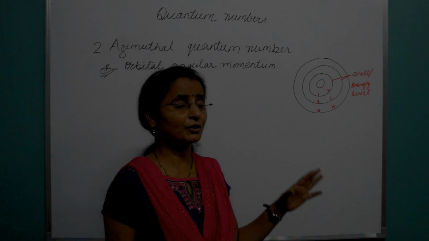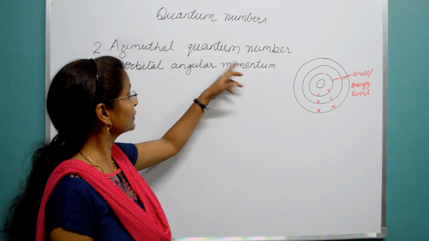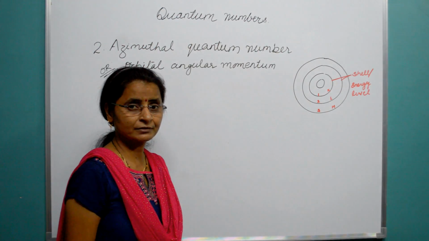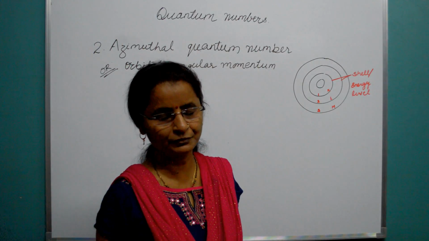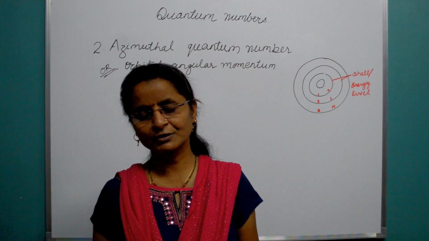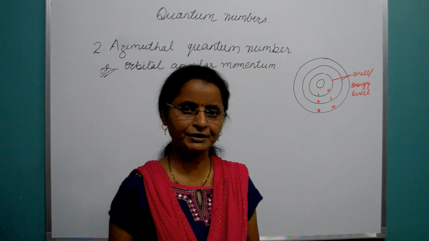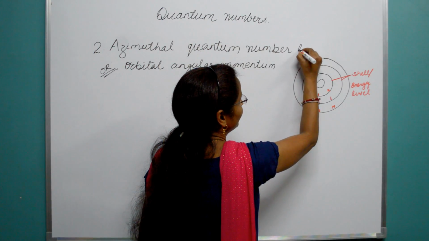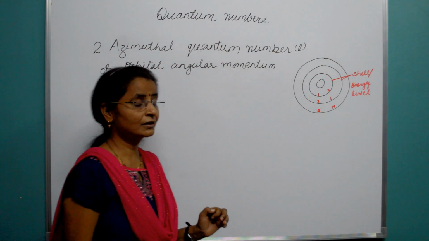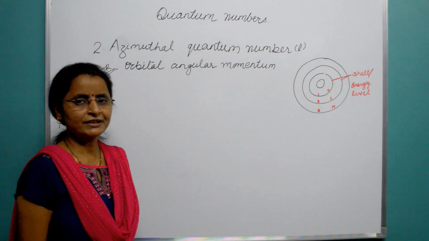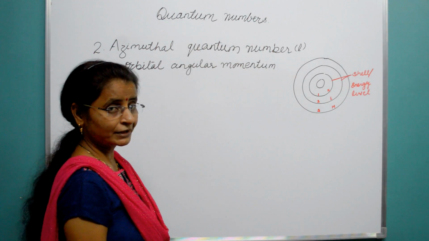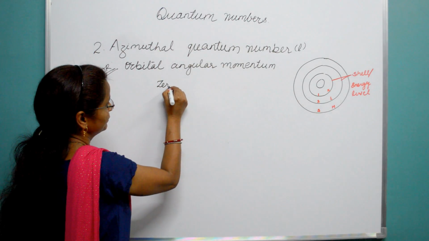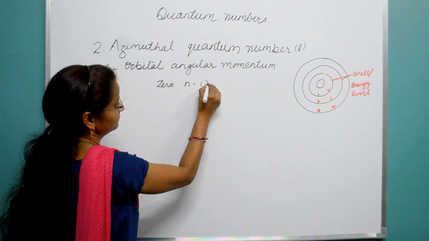Now the second quantum number, the azimuthal quantum number, also called orbital angular momentum. Why is it called orbital angular momentum? Because it determines the angular momentum of an electron. It is denoted by the letter small l. Its value is a positive integer, from 0 to n minus 1.